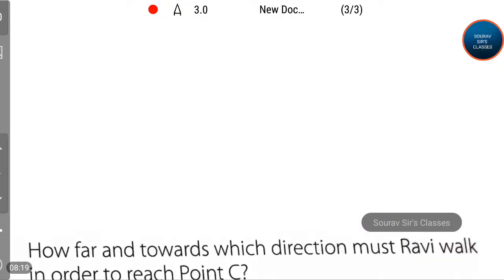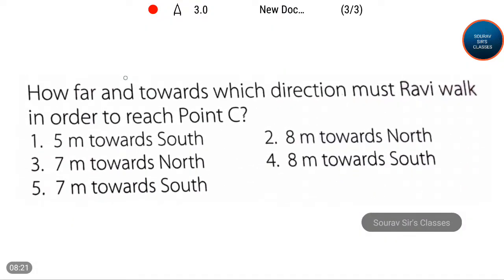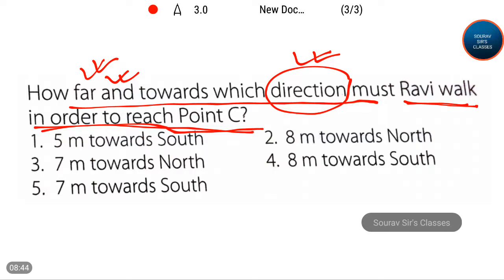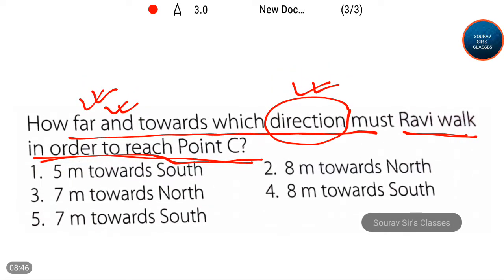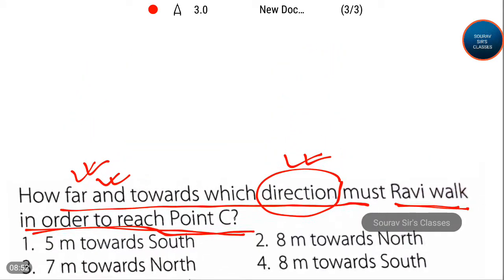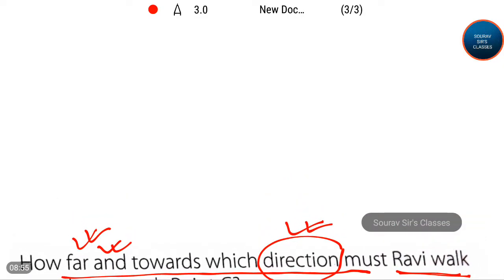Now here is the next question. The question is, how far and towards which direction must Ravi walk in order to reach point C? So we have to find both the direction and the distance that Ravi must walk in order to reach point C. So from the figure, it is very clear that Ravi has to cover the distance BC.